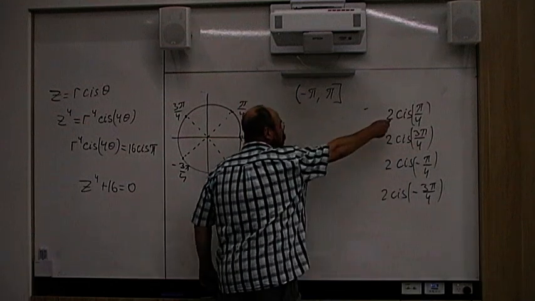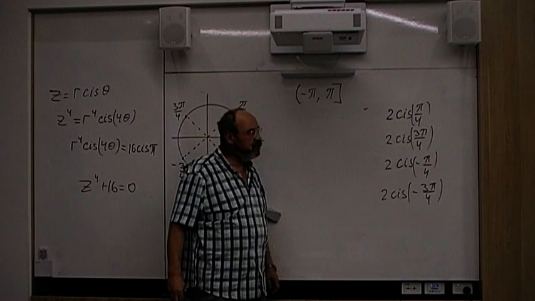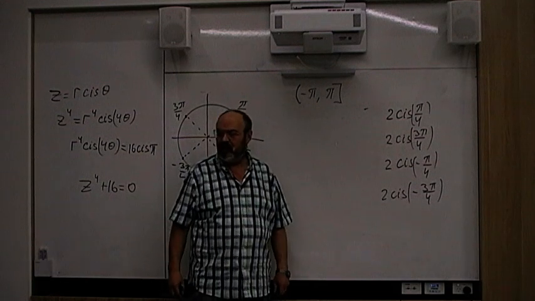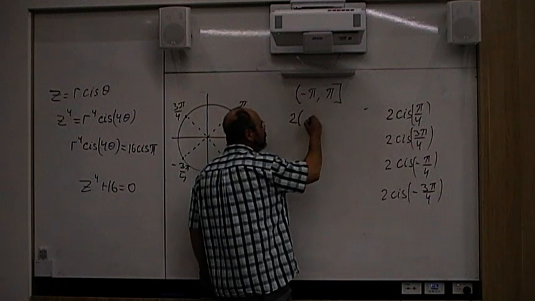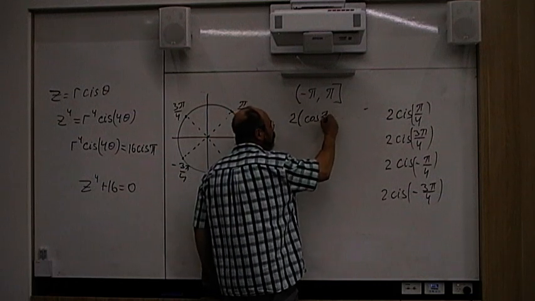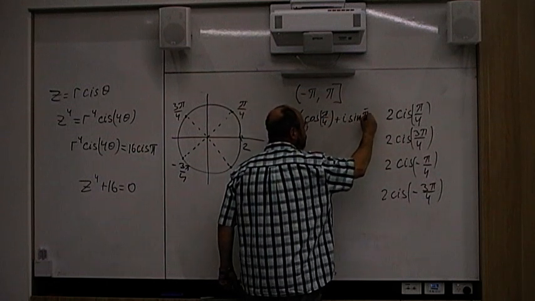So, can you turn 2 cis pi on 4 into the Cartesian form? 2 cos pi on 4 plus i sin pi on 4. So what will it be? Root 2 times cos pi on 4 plus i sin pi on 4, that is root 2 over 2 plus root 2 over 2 i.